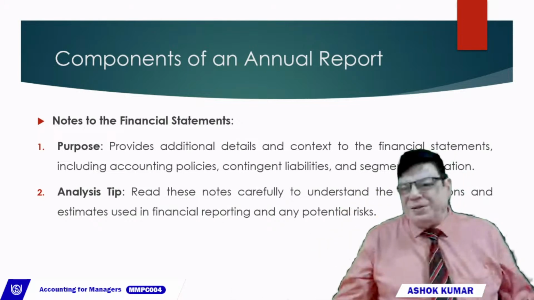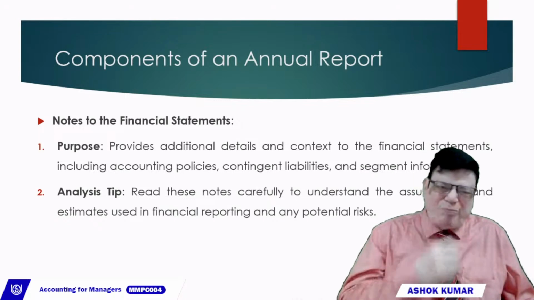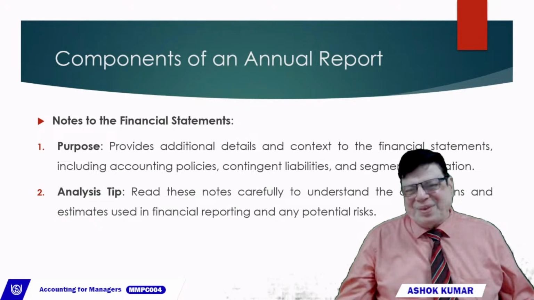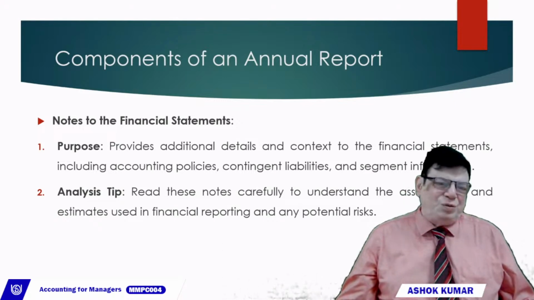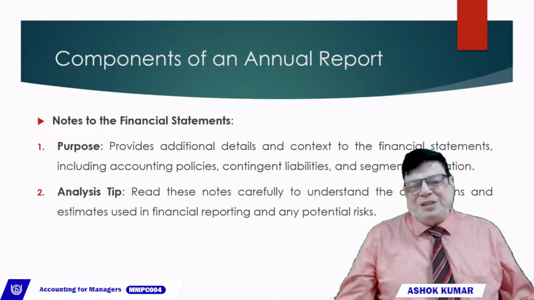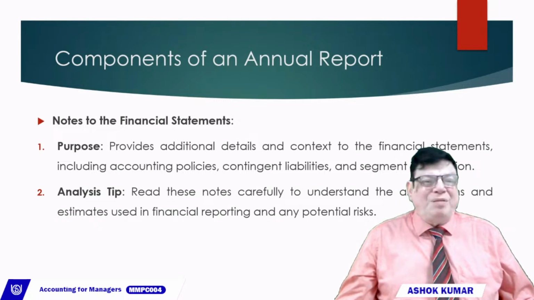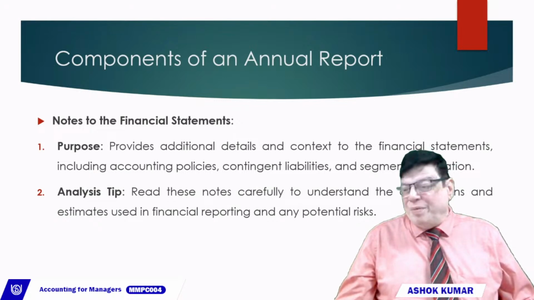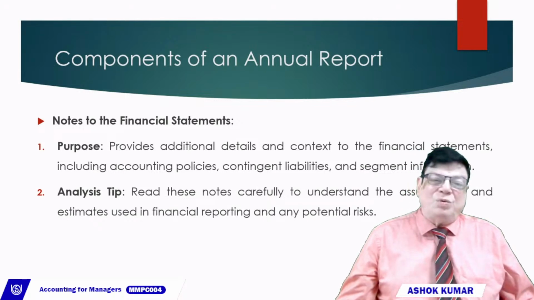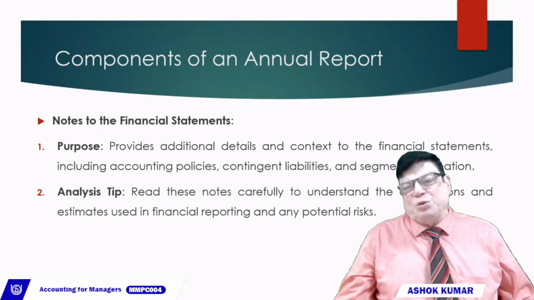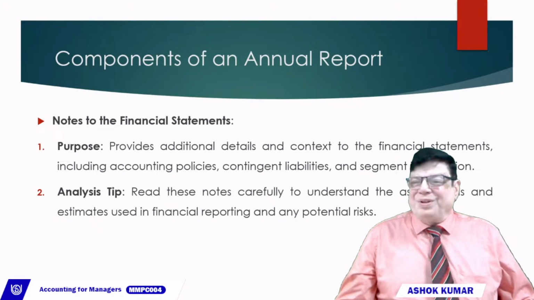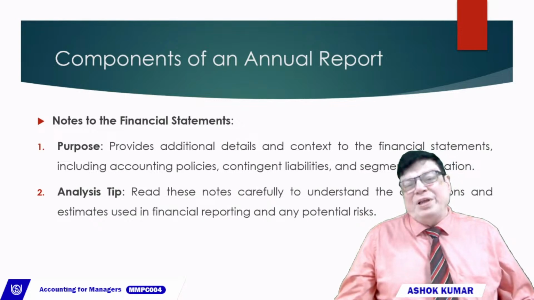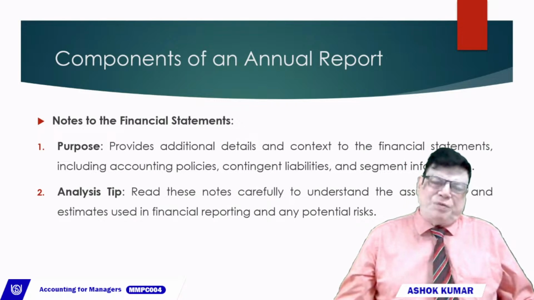And then segment information, other information, then the analysis tip: read these notes carefully to understand the assumptions and estimates used in financial reporting, and any potential risks also. So they will mention the bad debts also. If any amount is written off, they will mention that also. Sometimes in written-off accounts, recovery also comes. That goes straight to the profit and loss account, because the account is already written off. Whatever balance was outstanding, the bank has made it zero, written off to the debit of the profit and loss account. Now, if there is any recovery, the bank keeps on following up on the bad debts.